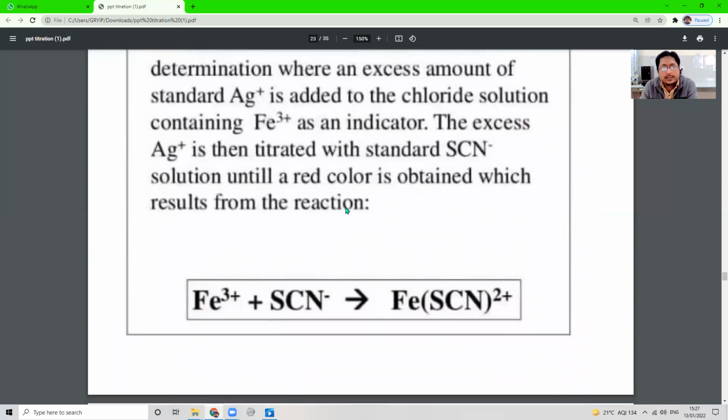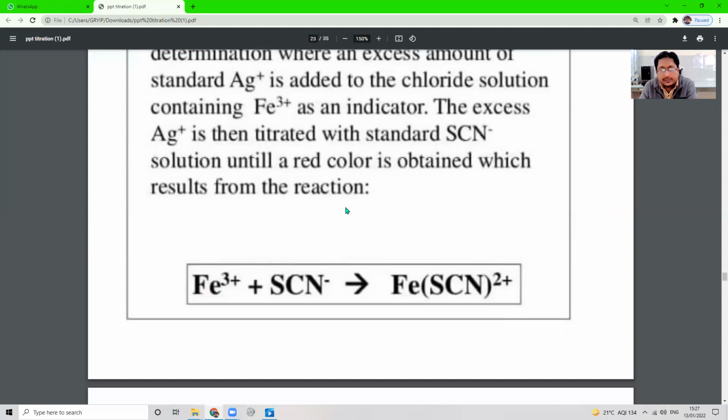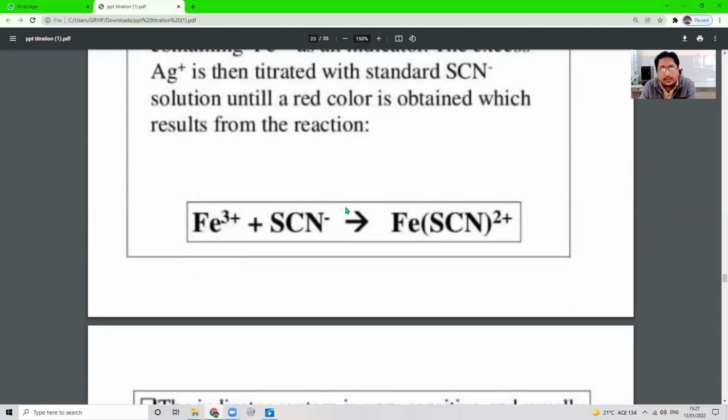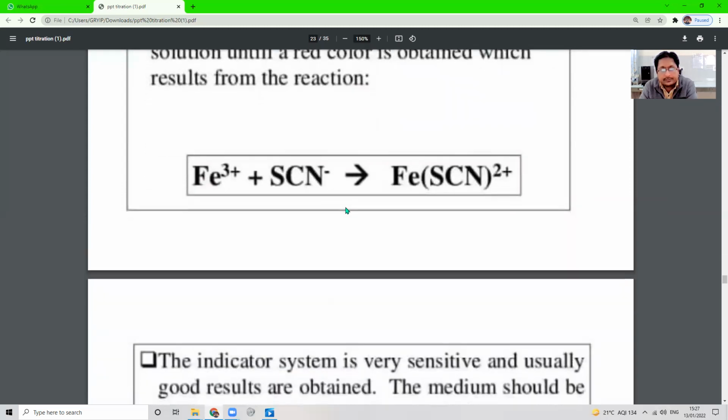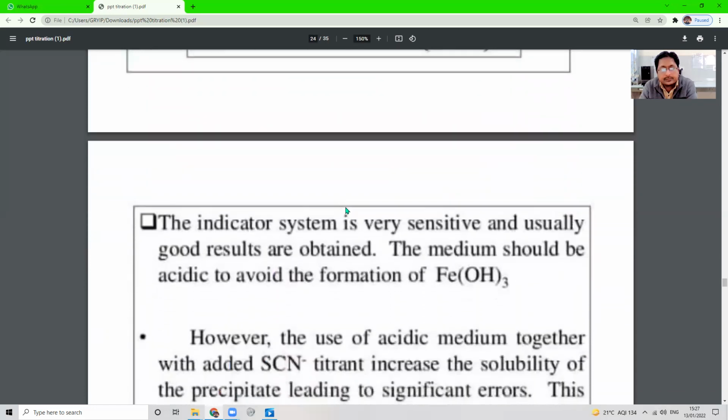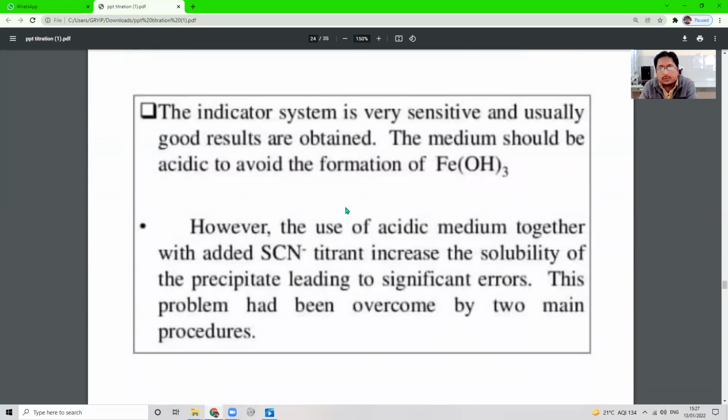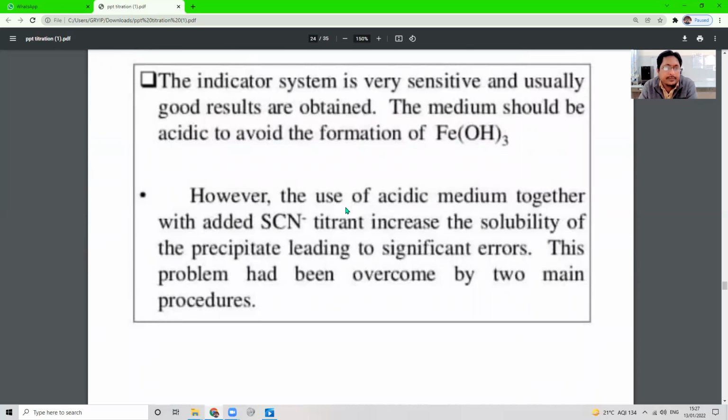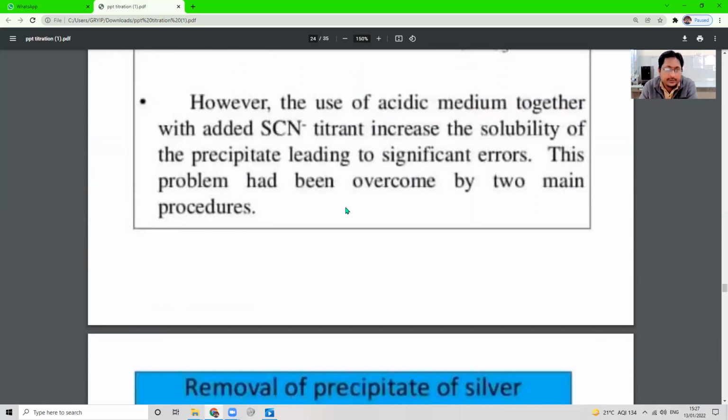Here the reaction is given. Ferric ion and thiocyanate react to give this complex, which is red in color. So this is the method of choice for the determination of chloride.